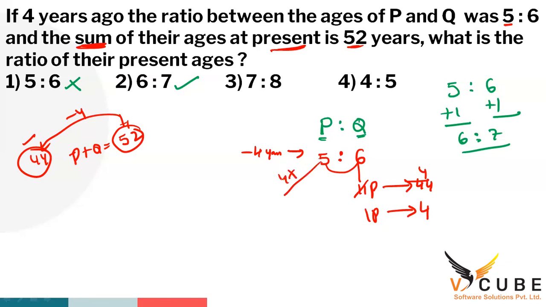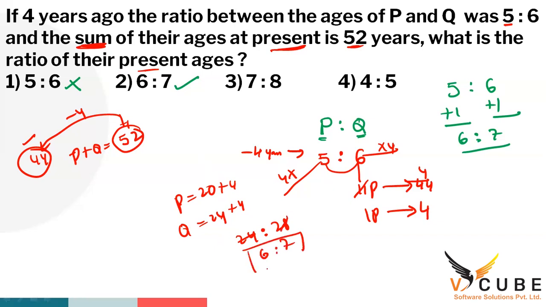Now find out the ages. So 5 into 4, 20 years. P's age is 20 years. And Q's age is how much guys? 6 fours are 24 years. So 20 years, 24 years, that was 4 years ago. But we have to find out the present ages, so simply add the 4 years. 20 plus 4, 24. 24 plus 4, 28. So 24 and 28, which is 6:7. That's why the answer is 6:7. Clear on the basic method, all of you?